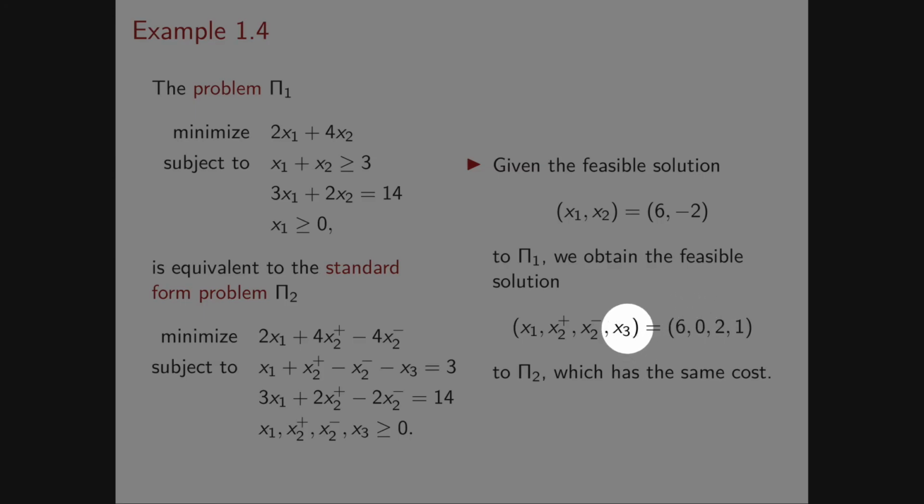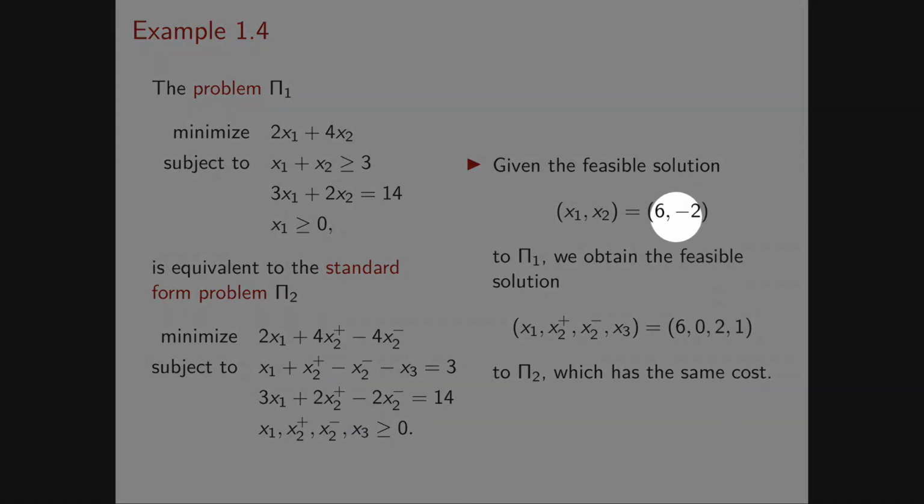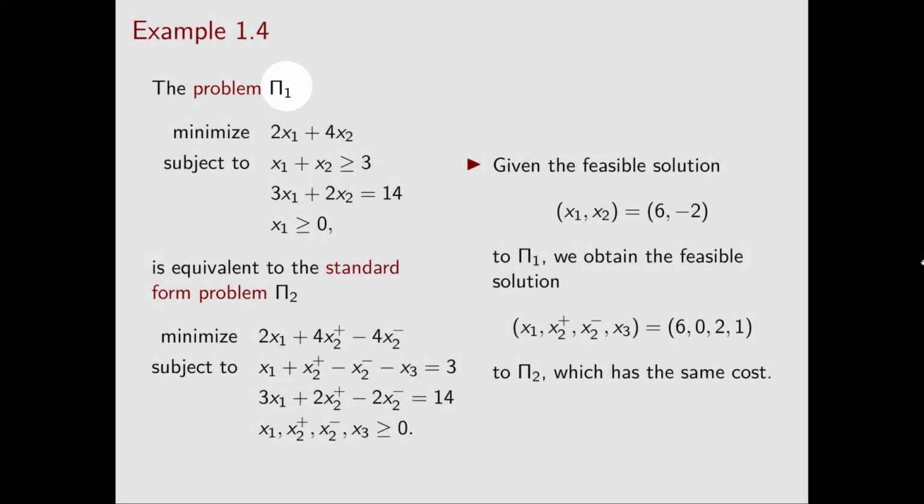Finally, in the standard form problem we also have x3, and x3, remember, was exactly the slack of the first constraint. If we plug in the values of x1 and x2, we have 6 minus 2, that's 4, greater than or equal to 3. So the surplus in the left hand side is 1, because 4 is 3 plus 1. So the component x3 should be equal to 1. Now you can check that this vector is feasible for pi2, and you can also check that it has exactly the same cost that the solution (6, -2) had in the problem pi1.